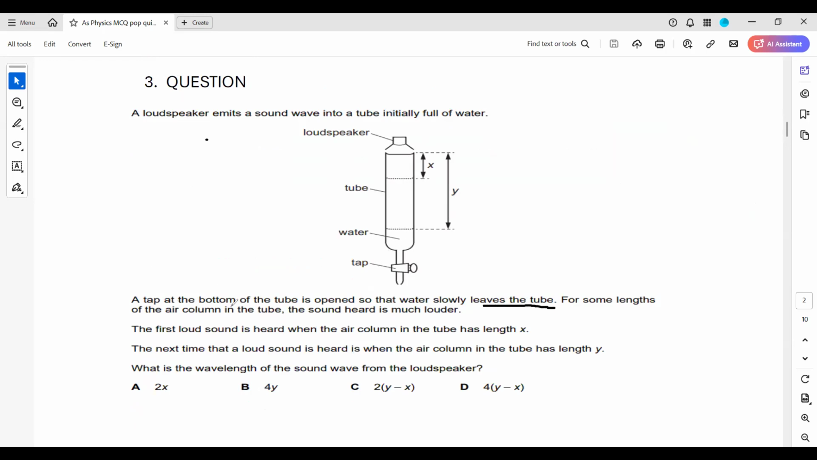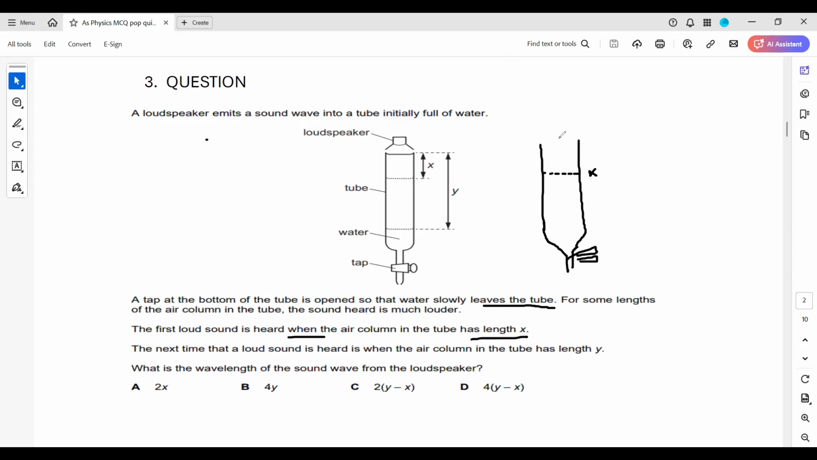For some length of air column in the tube, the sound heard is much louder. The first loud sound is heard when the air column of the tube is a length x. So what does it mean if I draw this? Let's say this is position x, and we heard a loud sound.